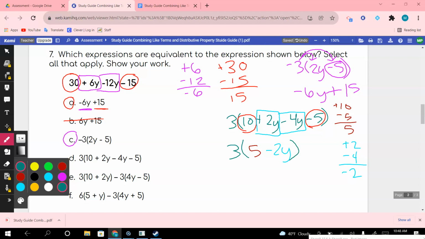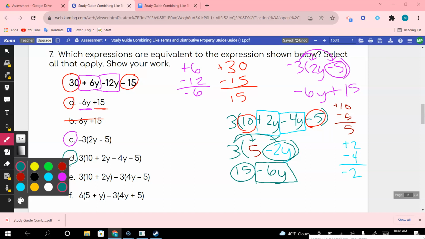Okay, so let's do that distributive property. 3 times 5 is a positive 15. And 3 times a negative 2y is going to be a negative 6y. Okay, it is in a different order. However, the 6y is negative and the 15 is positive, which is what we had as our first answer for A. So D is also a correct answer.